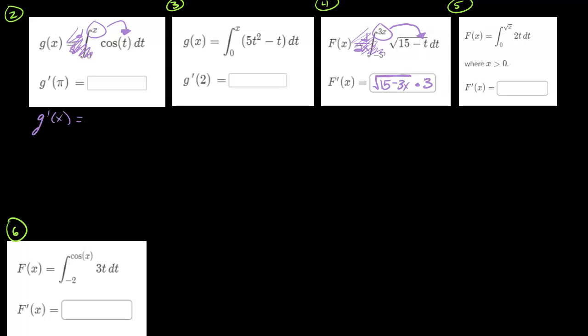So g prime of x would be cosine. Instead of a t, I put an x. Multiply it by the derivative of what I plugged in, which, if you already know it's a 1, it's fine not to write that. g prime of pi would be cosine of pi, negative 1, would be your answer.